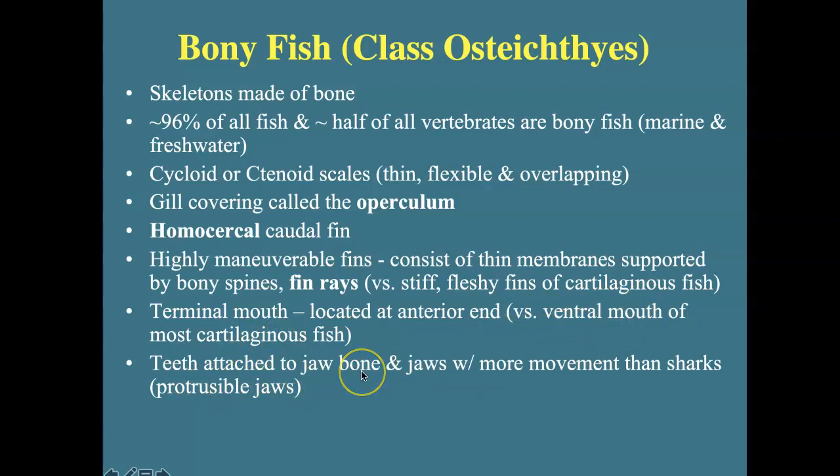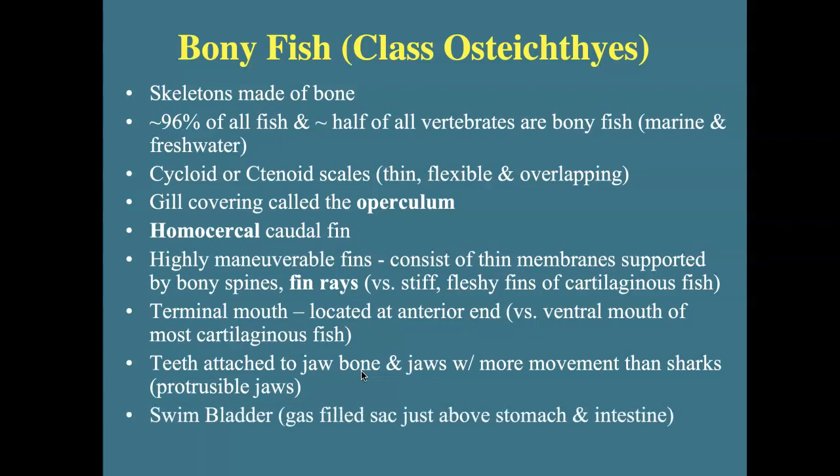The teeth are going to be attached to a jawbone here, okay? So a little bit different than your sharks, where their teeth were just loosely embedded in that membrane around the jaw. So here the teeth are actually attached to the jawbone, and the jaws here are going to have more movement than sharks. So they're going to have these protrusible jaws, especially the lower jaw can protrude forward. So again, a little bit different than your cartilaginous fish.